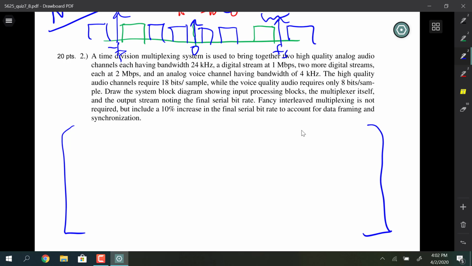You're going to have 2 high-quality audio channels, each at 24 kilohertz bandwidth, 1 digital stream at 1 megabit per second, 2 more digital at 2, an analog voice channel having a bandwidth of 4, and 2 high-quality audio channels requiring 18 bits per sample. So this is just a conglomeration of things that I put together, and then I threw on this 10% related to this or the project. Or this, okay.